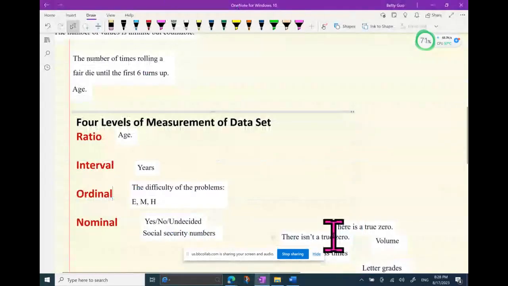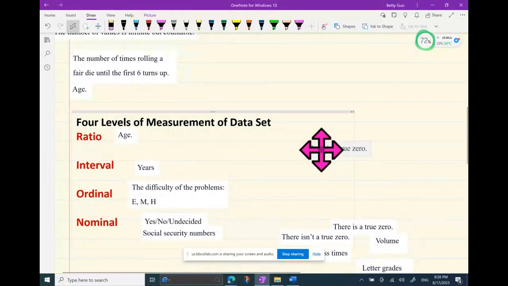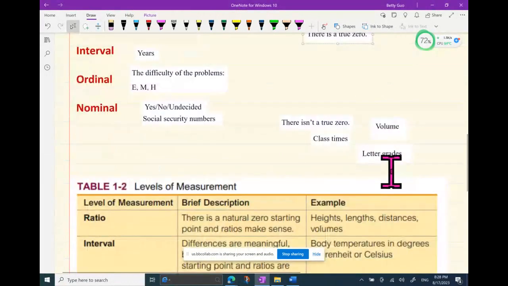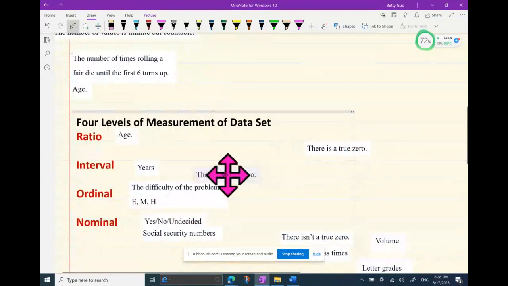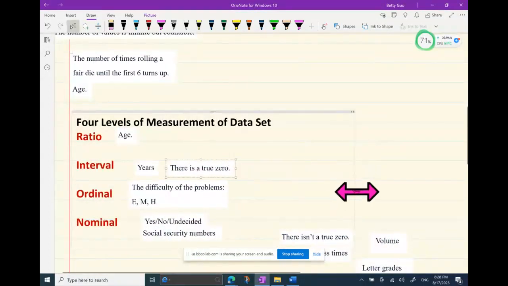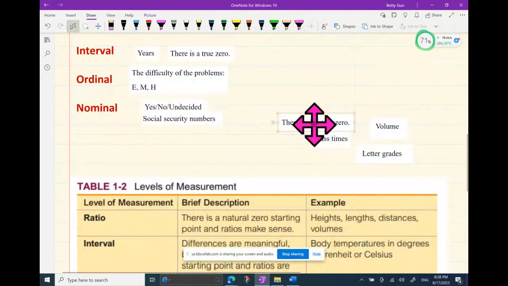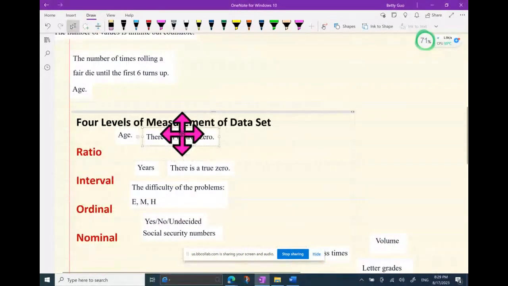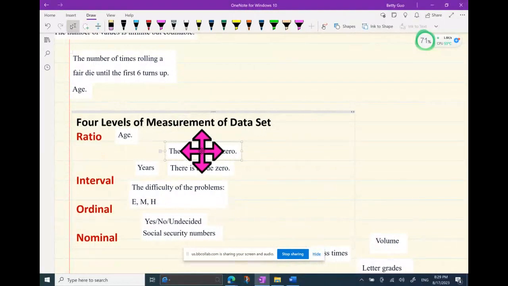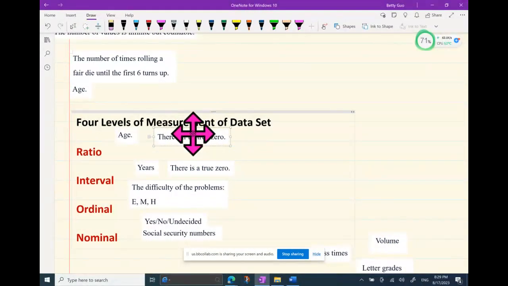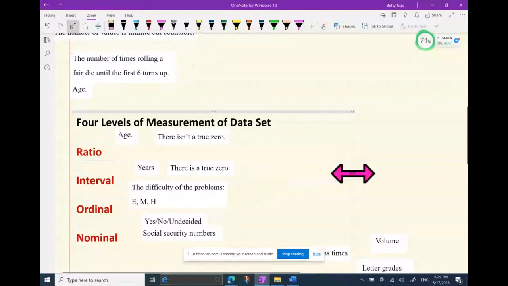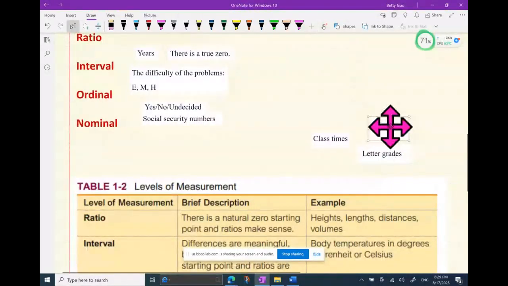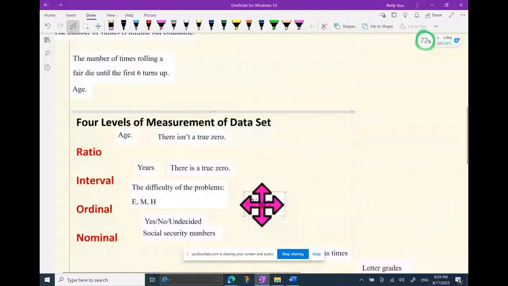Perfect. And this one, which one has a true zero? Interval has a true zero. Yeah. Which one does not have a true zero? Ratio does not have a true zero. Oops. It's moving. Yeah, ratio does not have a true zero. We went over that. What about volume? Volume is ratio, right? Yeah, twice bigger capacity-wise.